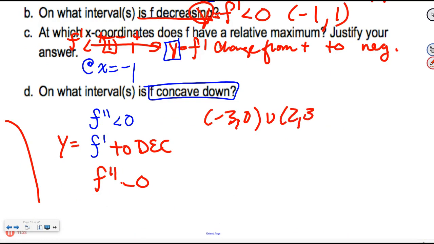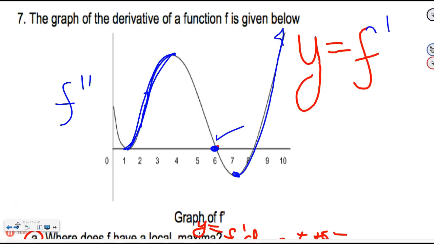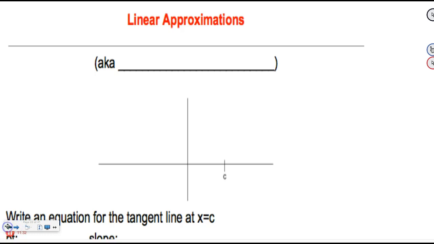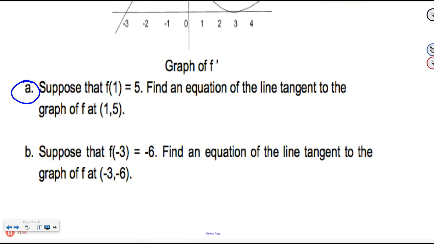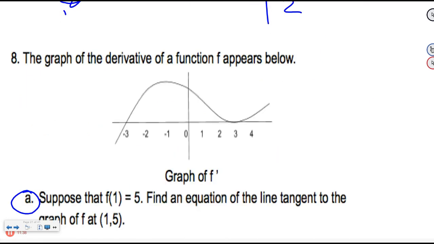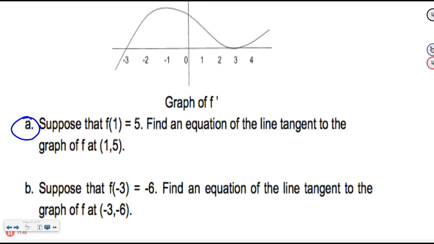All right, and last one, number 8 for the extra credit notes. It'll be at the bottom of this last page for us. All right, let's see if we can get that graph in there a little bit better. I'm trying to get the graph on here nicely. There we go. So suppose that f of 1 is 5.